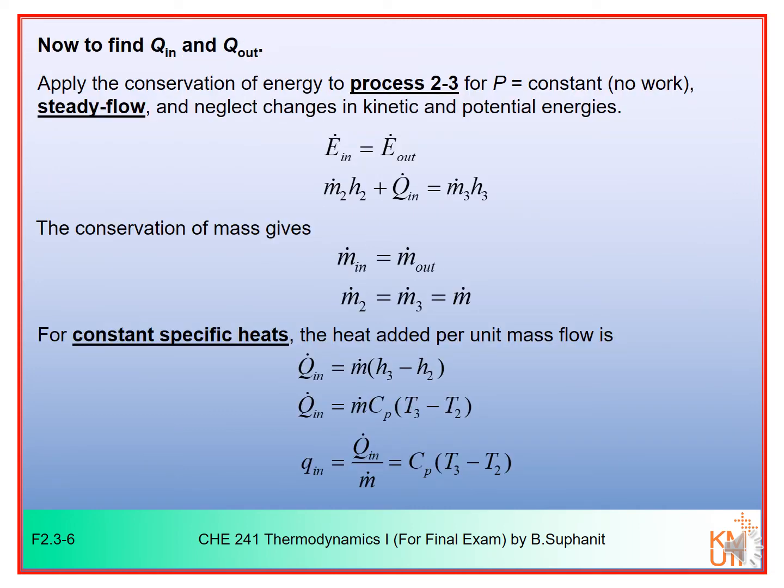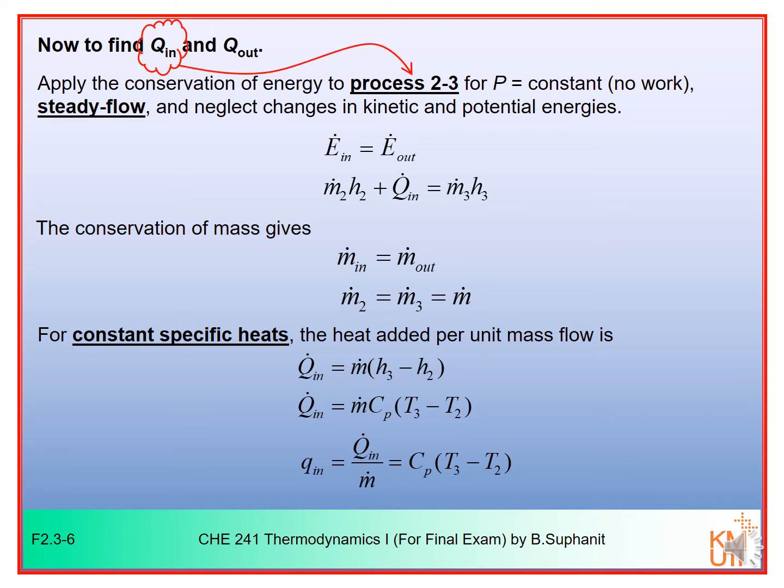Now, we will try to write the efficiency in terms of temperatures as we have done in Carnot. So it means that we have to write Q out and Q in as a function of temperatures. To do this, we have to do the energy balances in process 2-3 and in process 4-1 to get Q in and Q out. We start with process 2-3 to determine Q in.